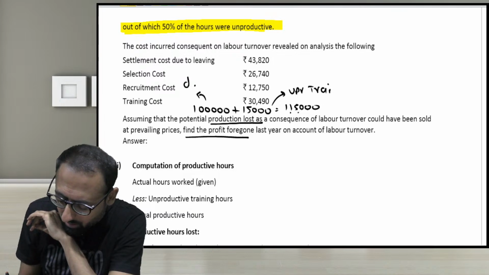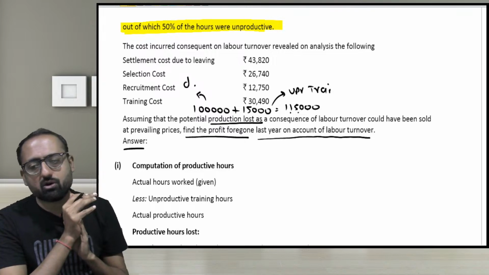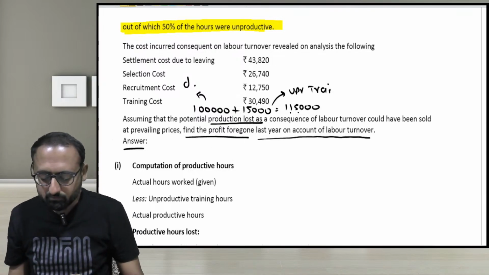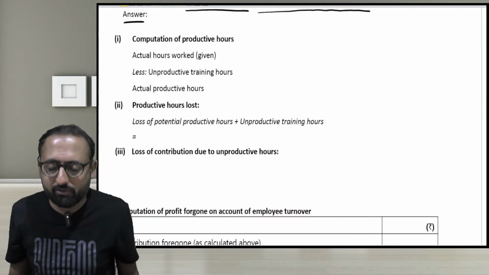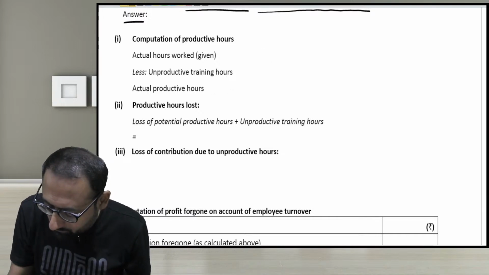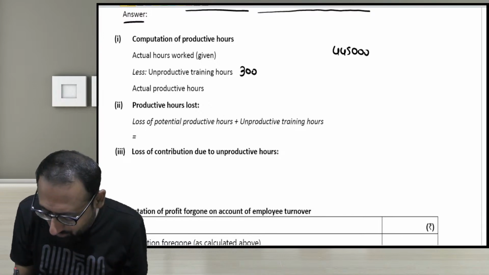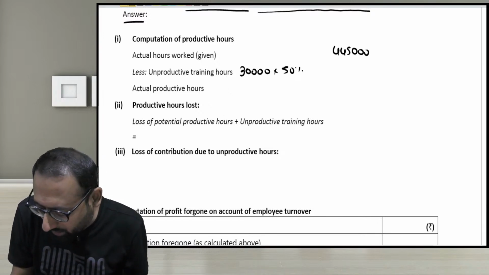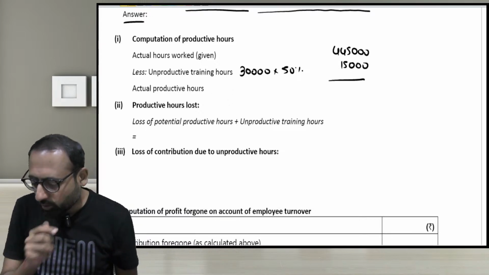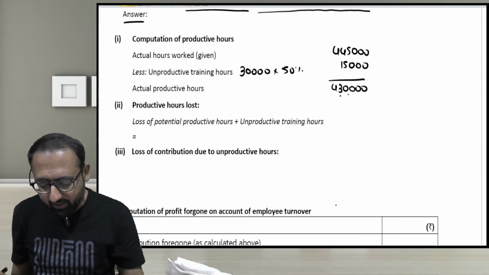Find the profit forgone last year on account of labor turnover. Now you'll have to find the profit which is forgone last year because of that labor turnover. How much profit is lost? First of all, we'll calculate the productive hours worked in the last year. 4,45,000 was the total hours. Unproductive training hours: 30,000 was the total training hours, 50% was unproductive, so it will be 15,000. Total productive hours will be 4,30,000. In the last year, production was done for 4,30,000 hours.